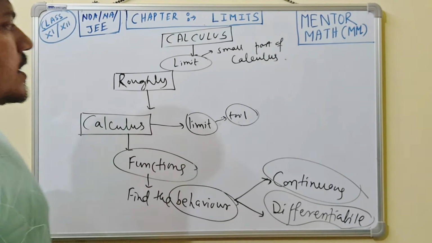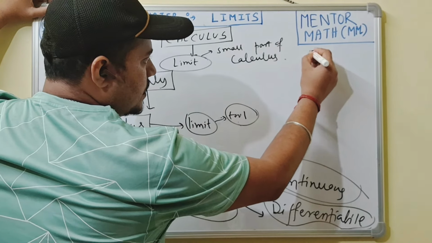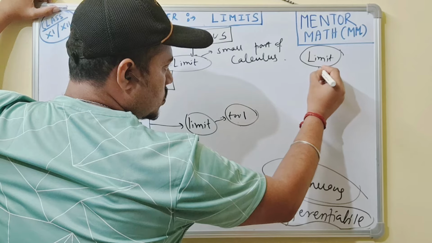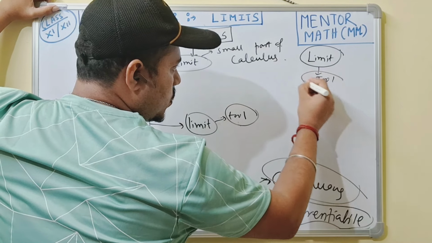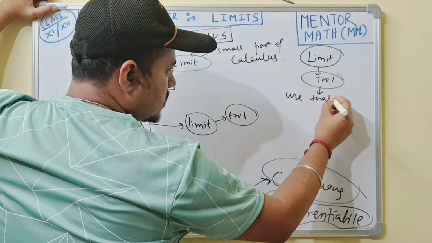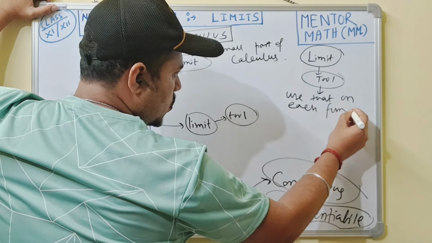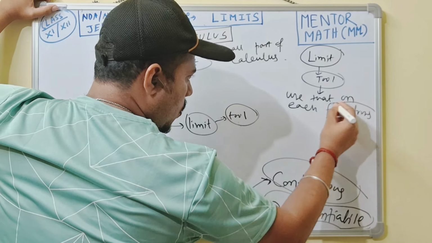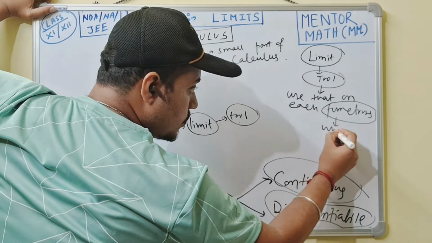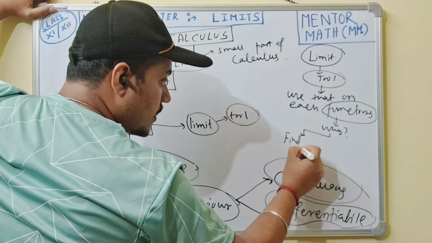So what do you understand basically? Limit is one kind of tool, and we can use that tool on each function. Why do we use that tool? Because we have to find the behavior.